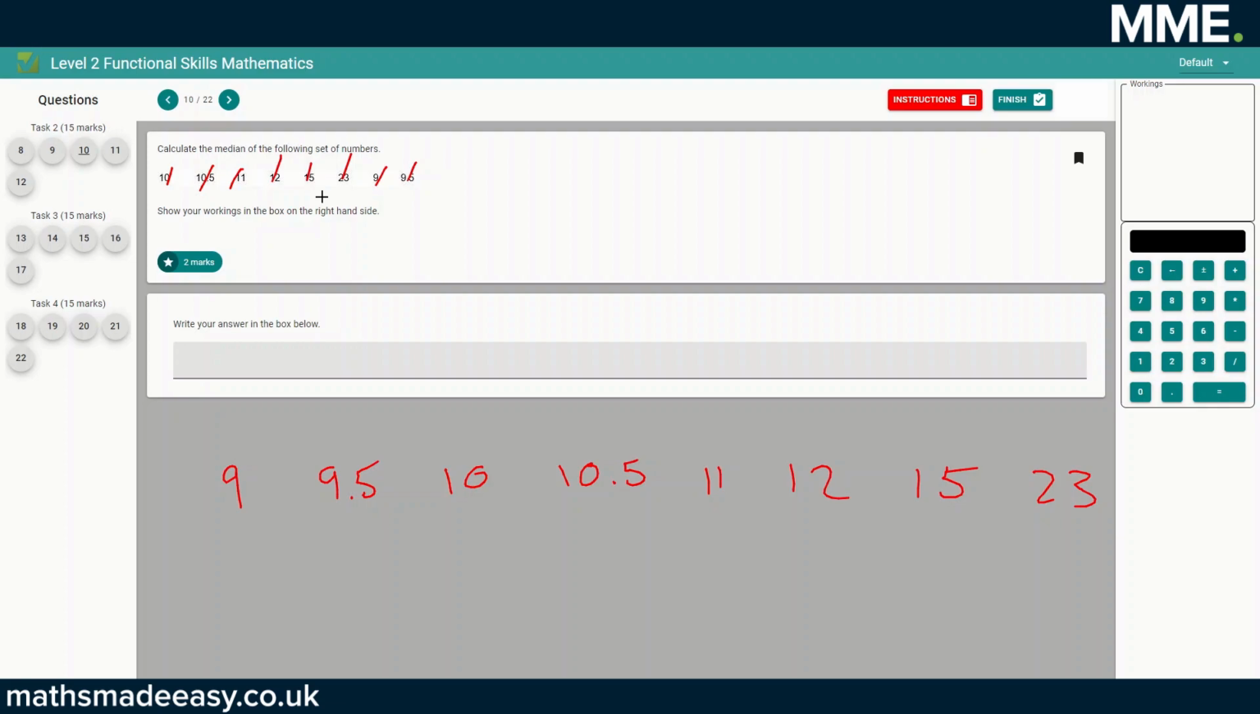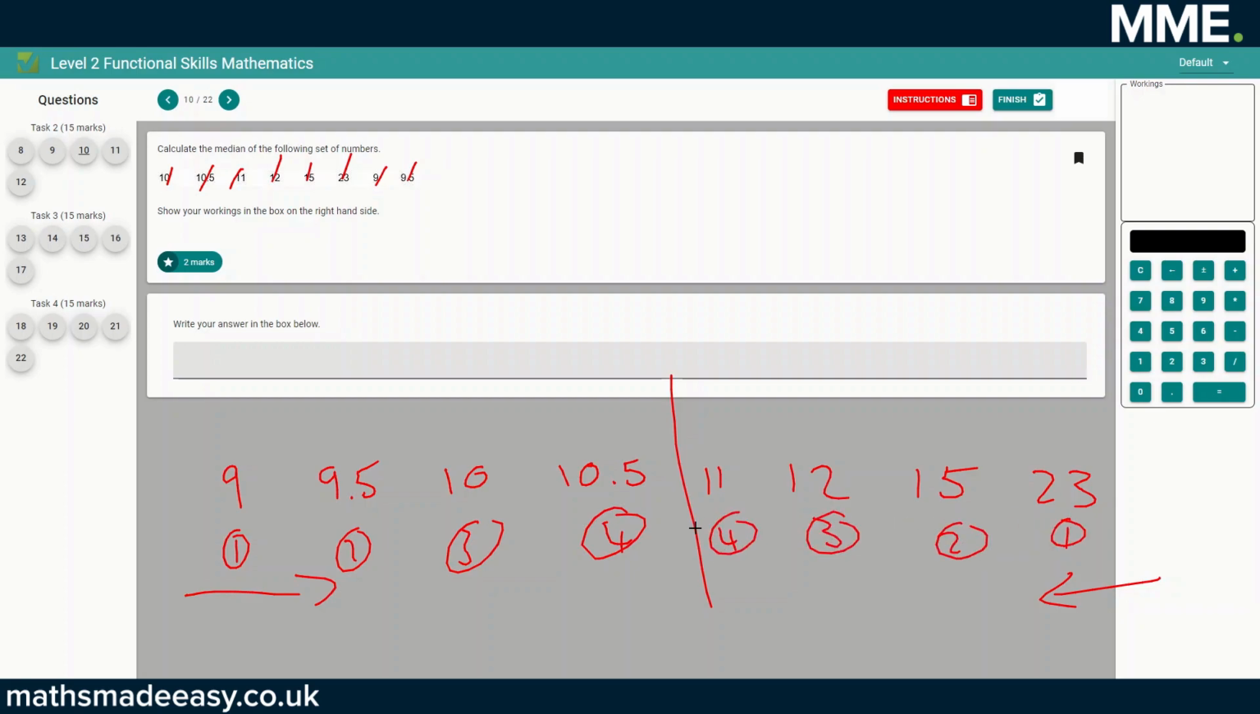So we get given 8 different values. So the middle value, if we count in from the left hand side and the right hand side, will be directly in the middle. We can either show this by counting or just know that since there's 8 values, it'll be in between the 4th and the 5th value. So just highlighting that, we just label them 1, 2, 3, 4, and 1, 2, 3, 4. So it'll be somewhere in here that the median value will be.